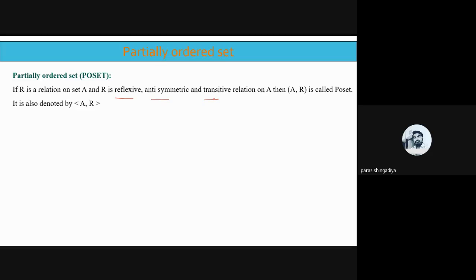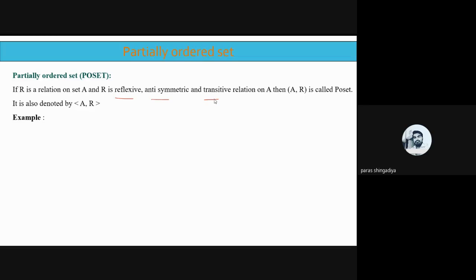Okay, and what is the difference between equivalence and partially ordered set? In an equivalence relation, the relation should be reflexive, symmetric, and transitive. But in a partially ordered set, we check reflexive, antisymmetric, and transitive. So this is the difference between an equivalence relation and a partially ordered set.